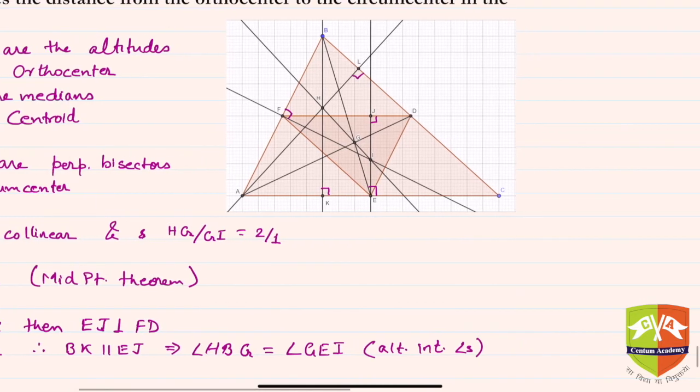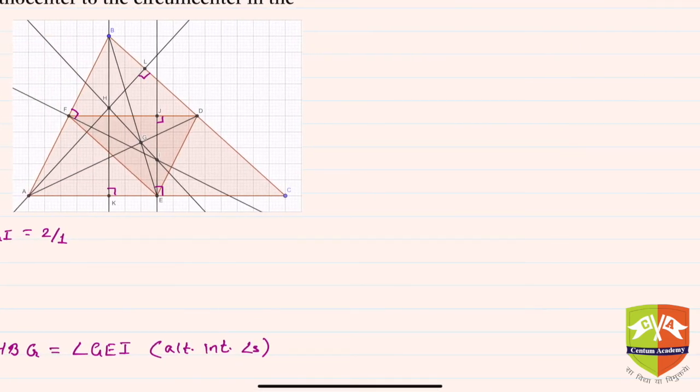Now, we also know that the centroid divides the median in the ratio 2:1. That means I can clearly say BG upon GE is equal to 2:1. We know this.